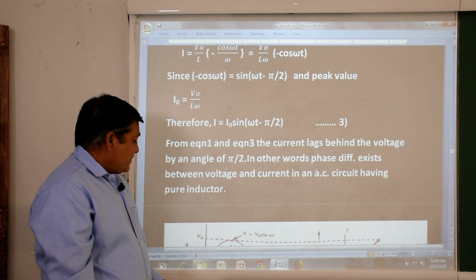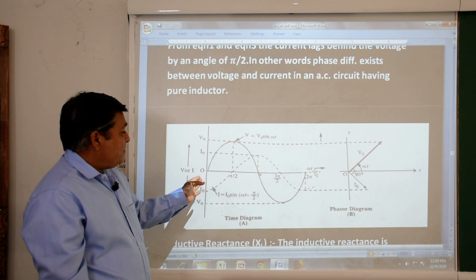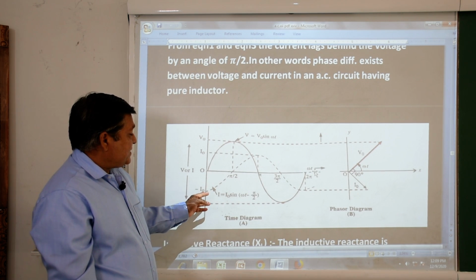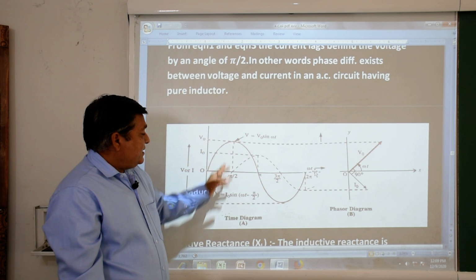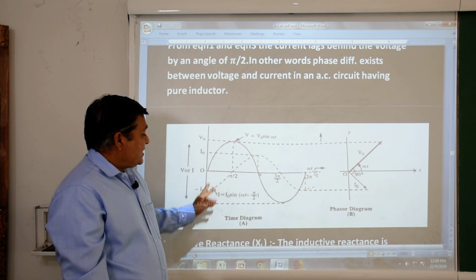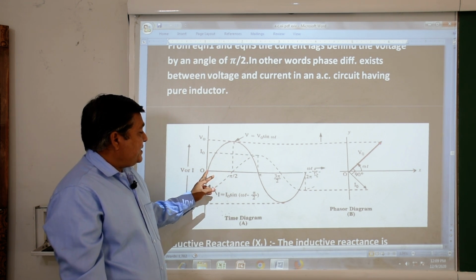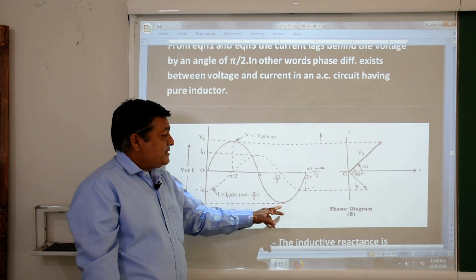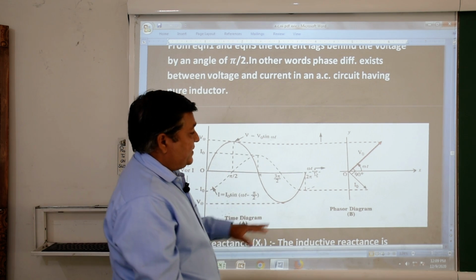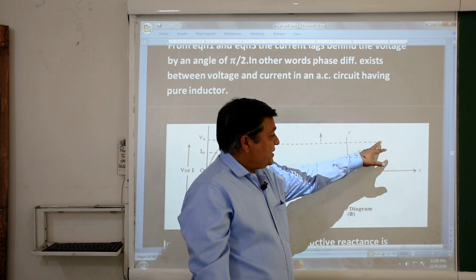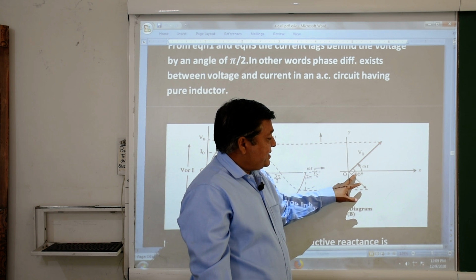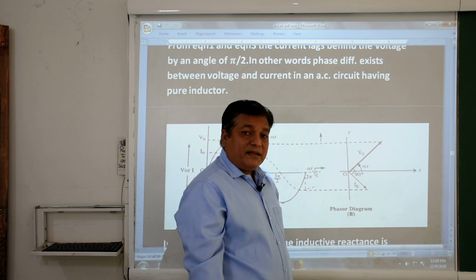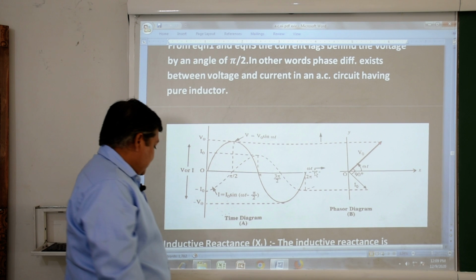We can show it by wave diagram also. Here the current is ahead, then it becomes 0, and then the voltage is ahead by 90 degree. When the current becomes 0, the voltage becomes maximum. Similarly, this is the wave diagram and this is the phasor diagram here. This is the voltage and this is the current, 90 degree behind. We can show it by phase.